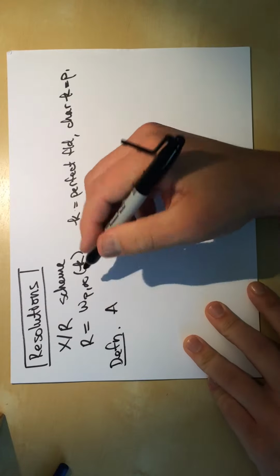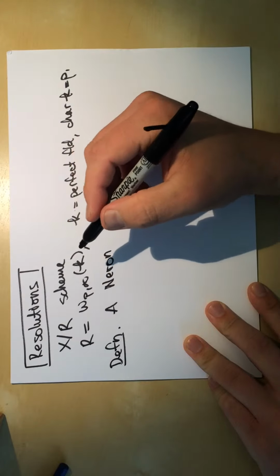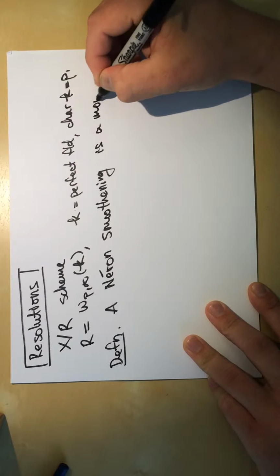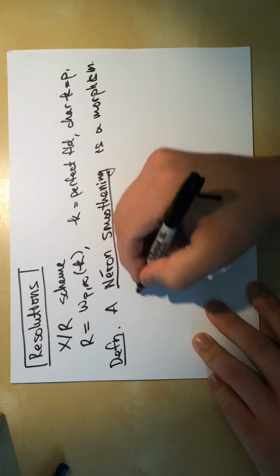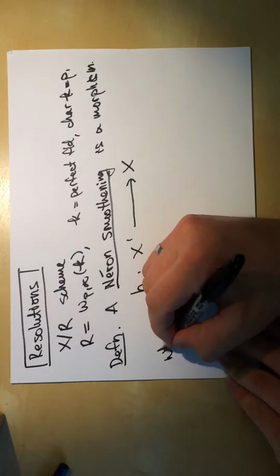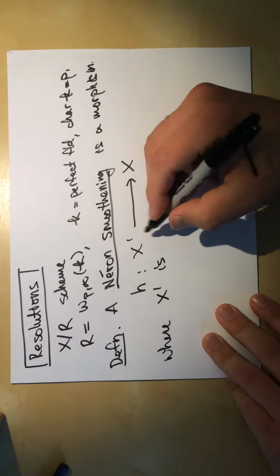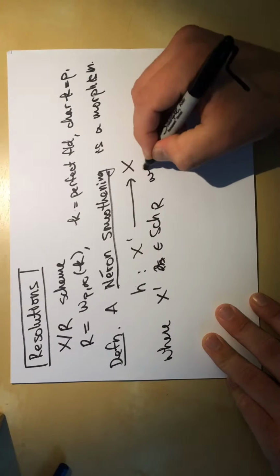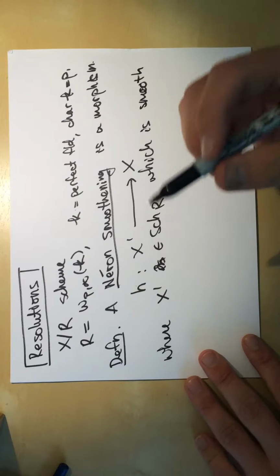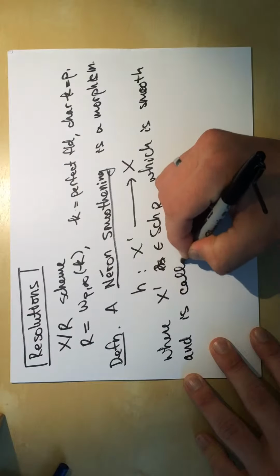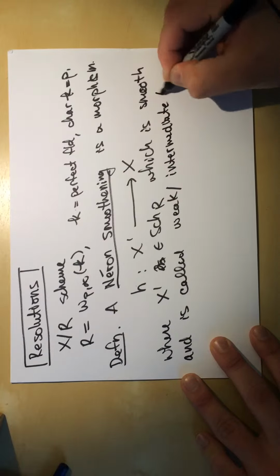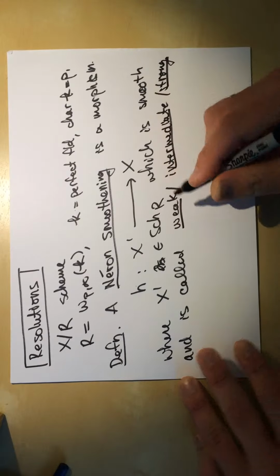So a Néron smoothening is a morphism, let's say h from X' to X, where X' is smooth, let's say it's a scheme over R which is smooth, and satisfies and is called let's say weak, intermediate, or strong, depending on the following conditions.